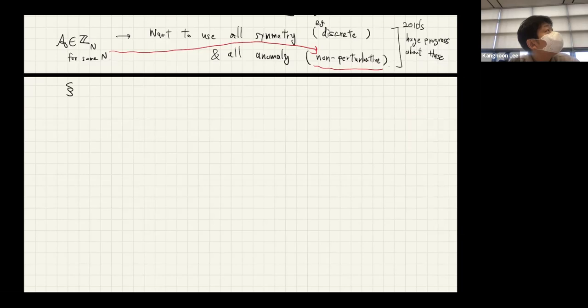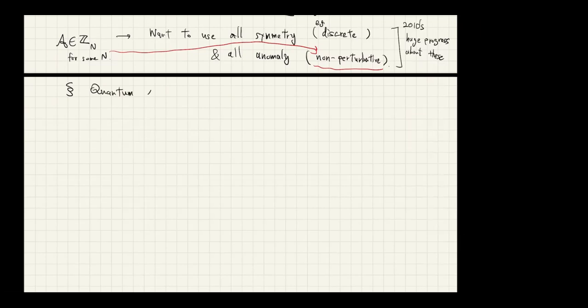May I ask a question? Yes. So this quantum anomaly A, what is the algebraic characterization of this quantum anomaly? Is it a group or can it be something more general?